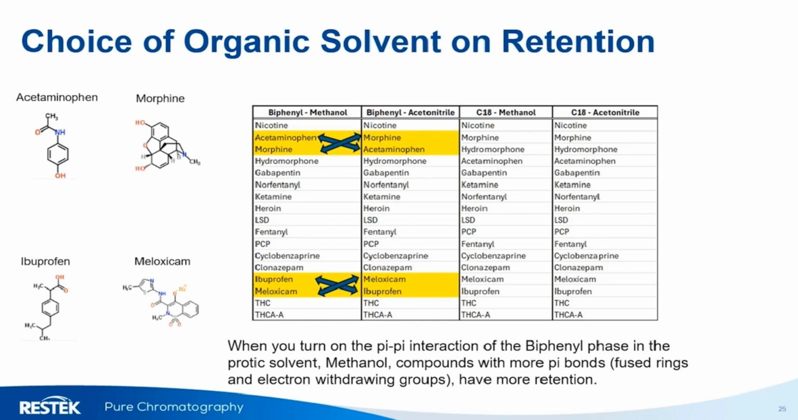We also see, of course, differences between biphenyl and C18 in terms of retention order, and biphenyl and acetonitrile approximates the C18 separation a little better than biphenyl and methanol. Again, that's because we are in acetonitrile with all those pi bonds. That biphenyl stationary phase is using more dispersion retention than aromatic retention to retain the compounds.